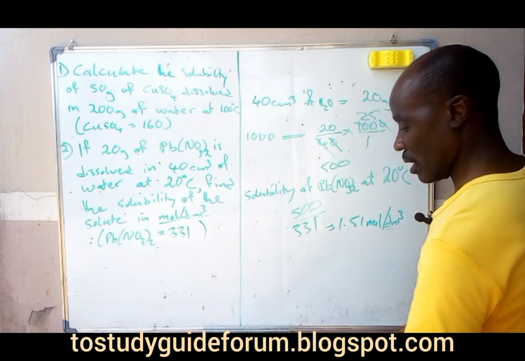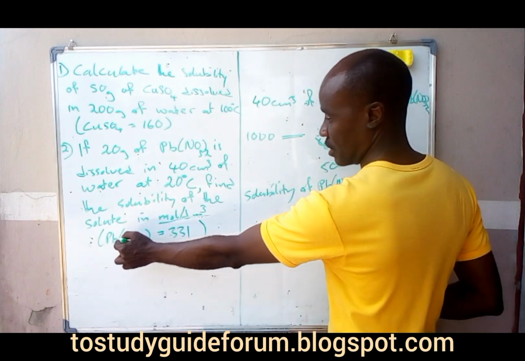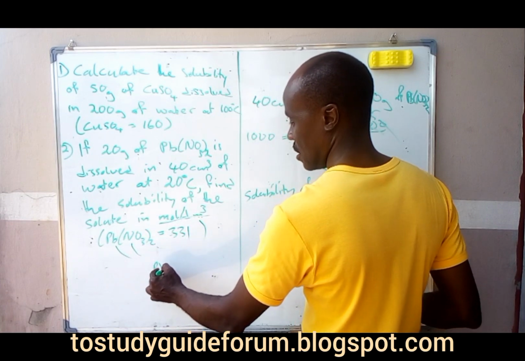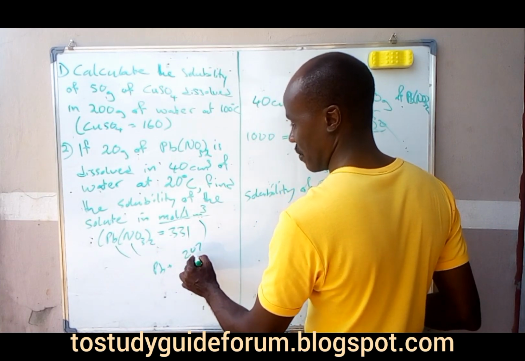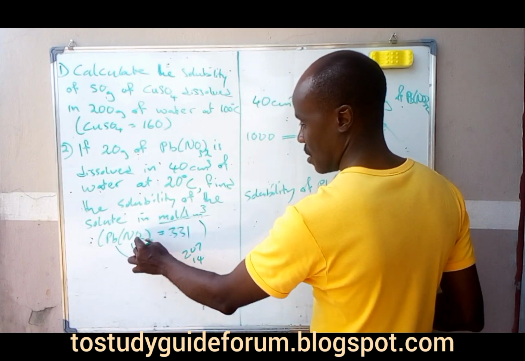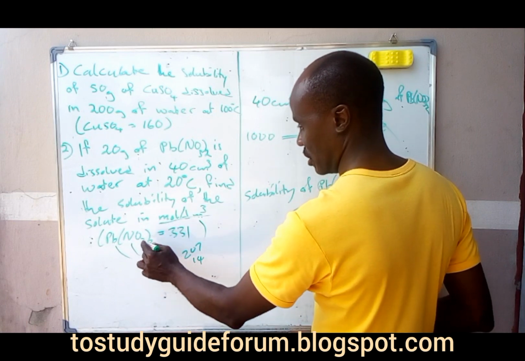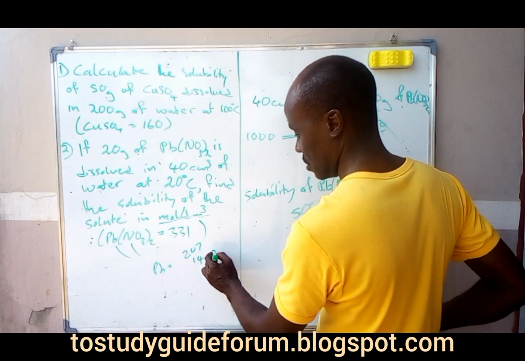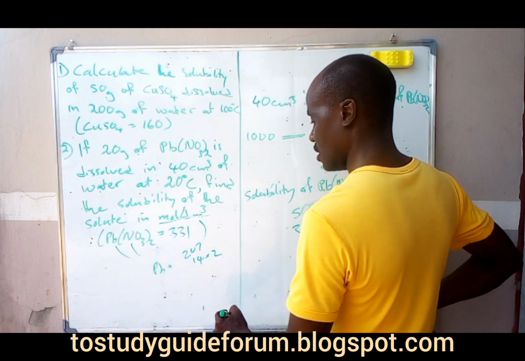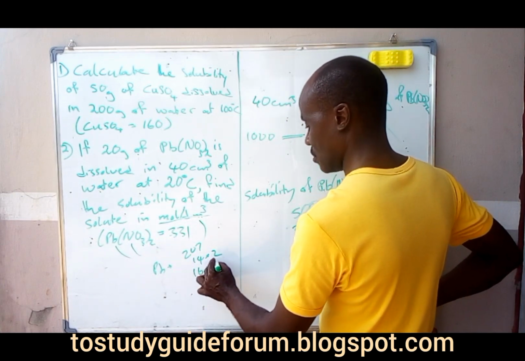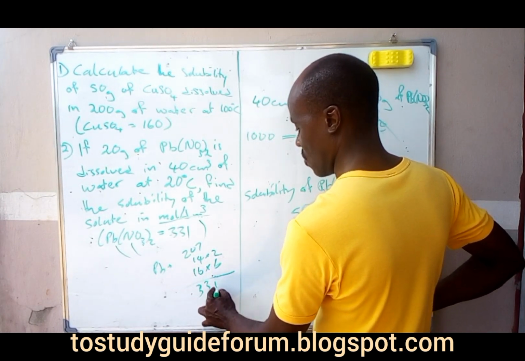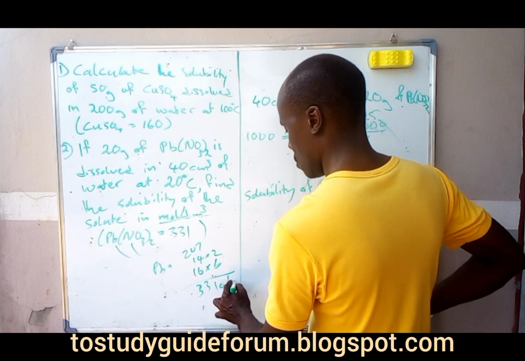Actually, to get this relative molecular mass, we have to consider lead, which is 207. Nitrogen is 14, and since there are 2 nitrogens, 2 multiplied by 14. Then we have oxygen 16, and 2 times 3 is 6, so 16 times 6. When you sum everything up together, you have 331 grams per mole.